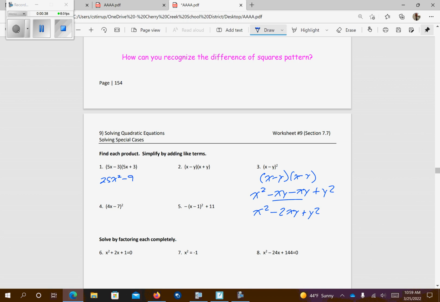Number 5, it's going to be done similar, where I have this, and then I have the plus 11. So I'm going to take care of that negative at the very end. So I have x squared minus 1x is minus 2x. Negative 1 times negative 1 is positive 1 plus 1. Distribute that over, so I get negative x squared plus 2x minus 1. So that becomes a minus 1 plus 11. So I get plus 10. This answer is done.